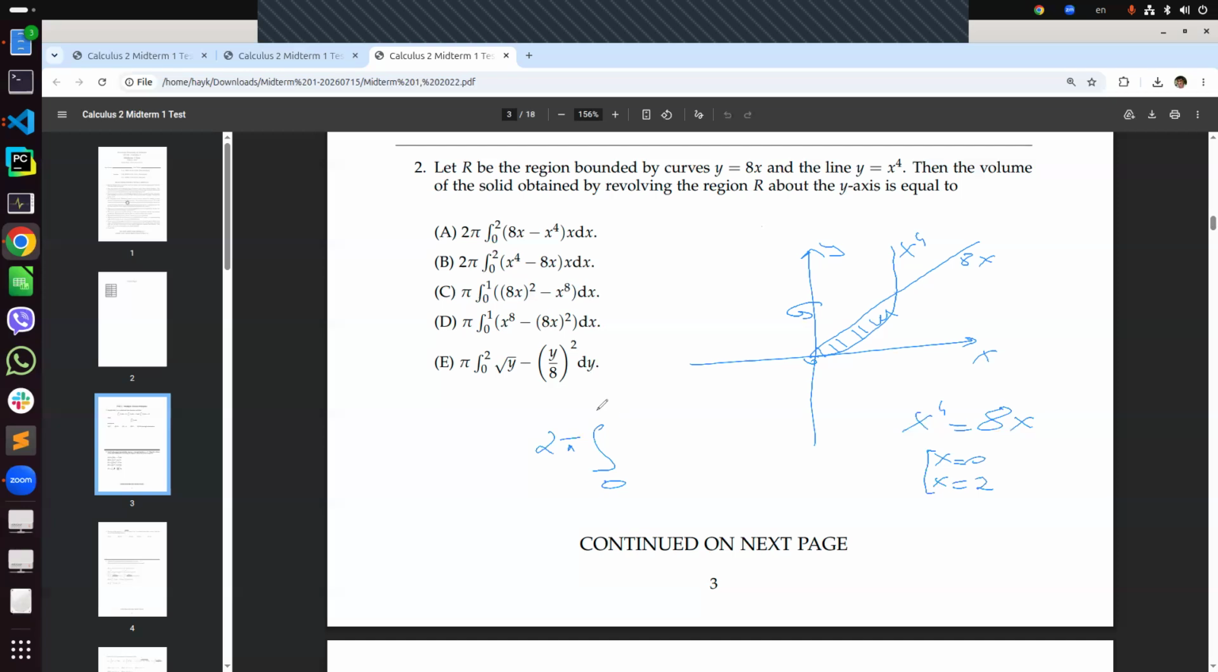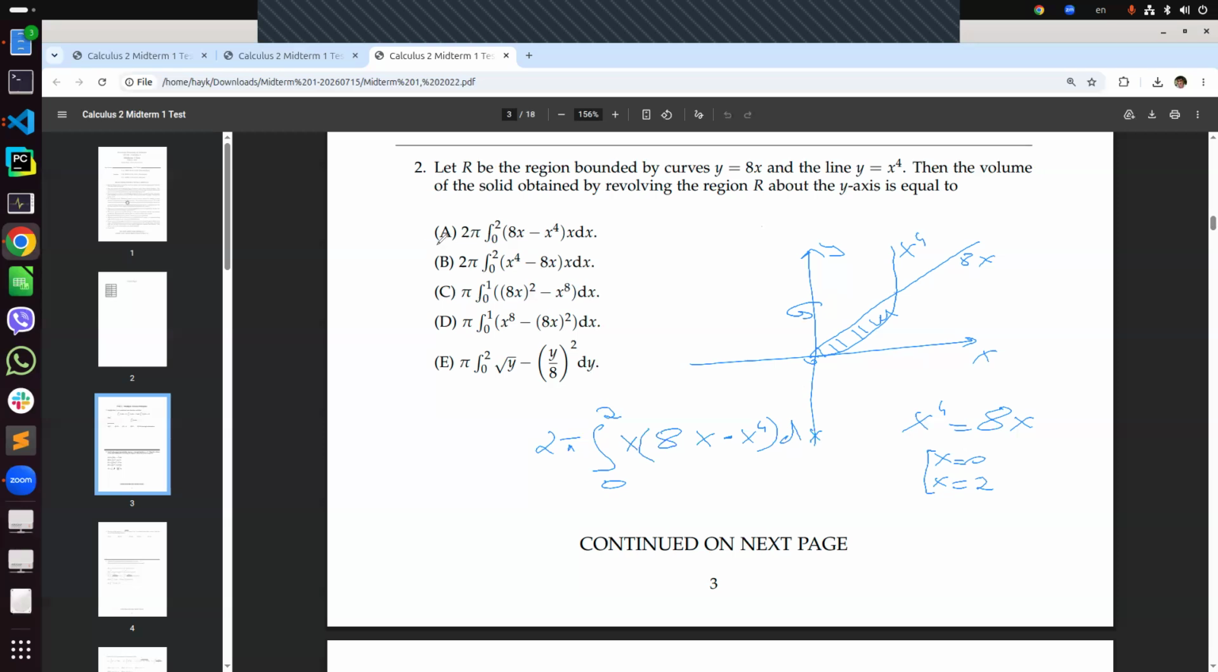Yes, x equals 2 here. And we have x times the curve above, 8x, minus the curve below, x to the power 4. Am I right? We are revolving this around the y-axis. So this is the first attempt. Now let's see, do we have such an answer? And we have 8x minus x to the power 4, but without multiplying with x.